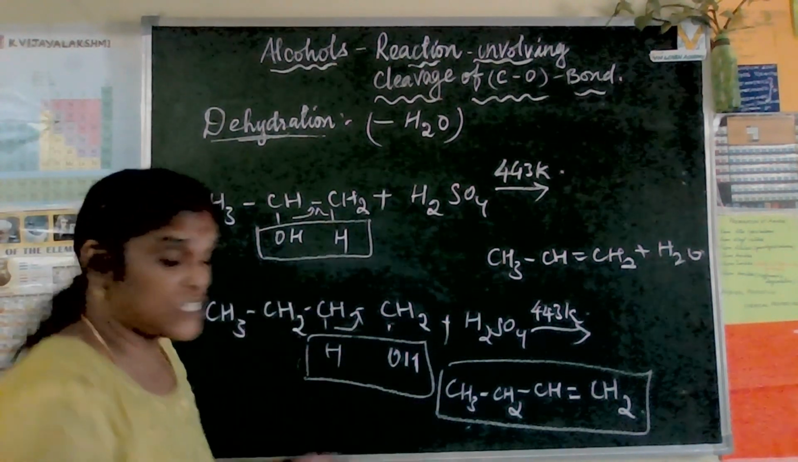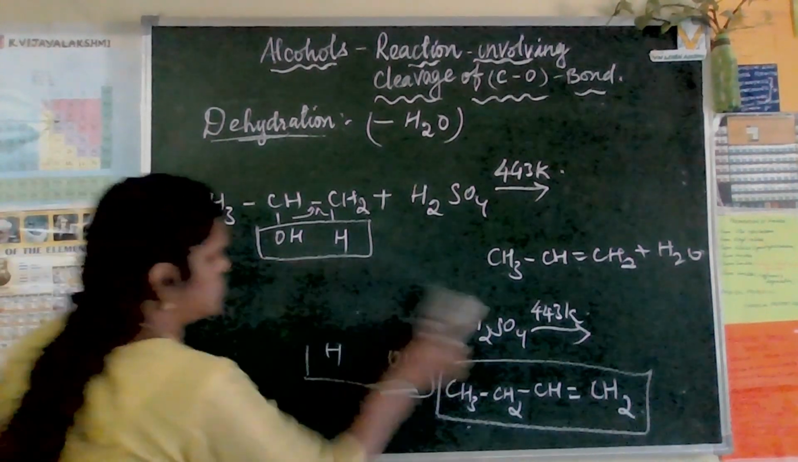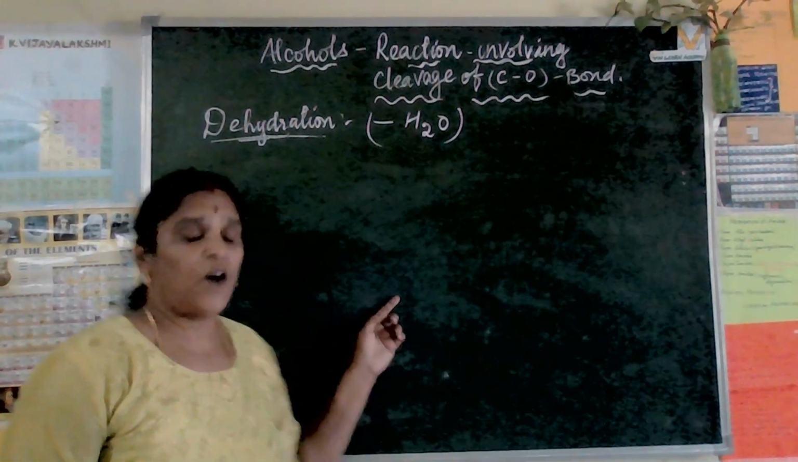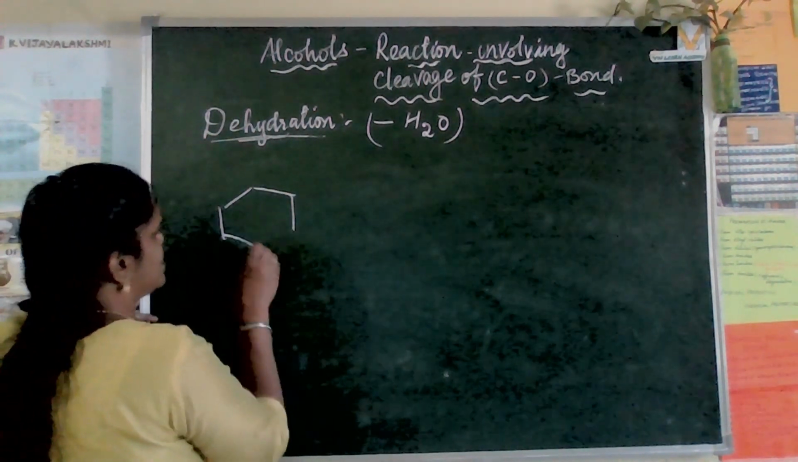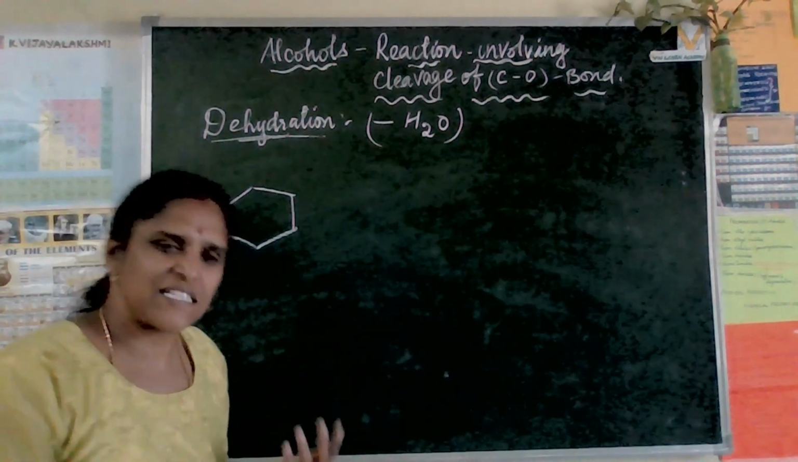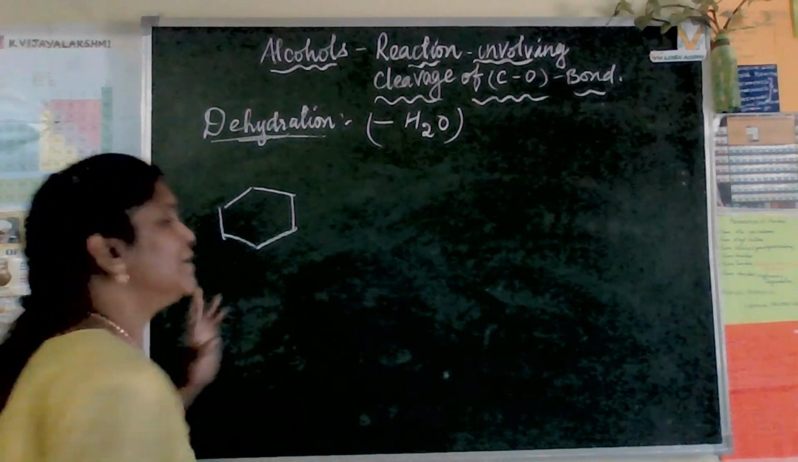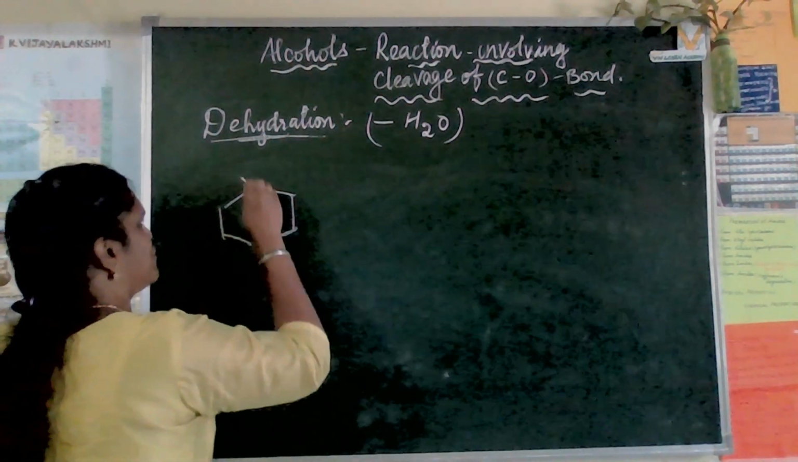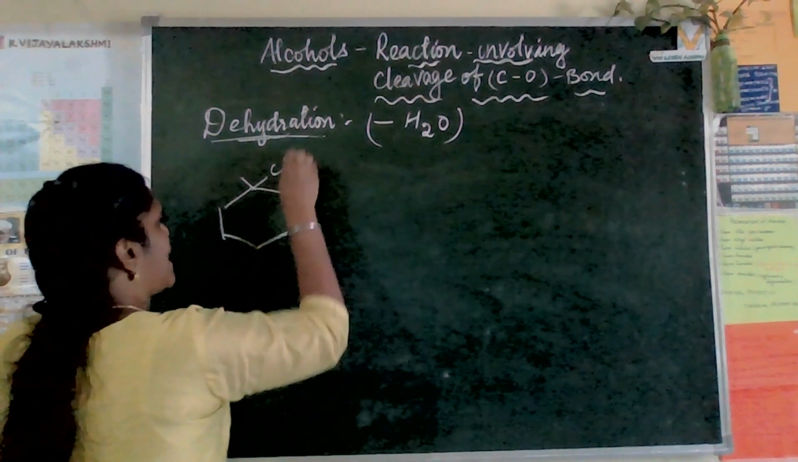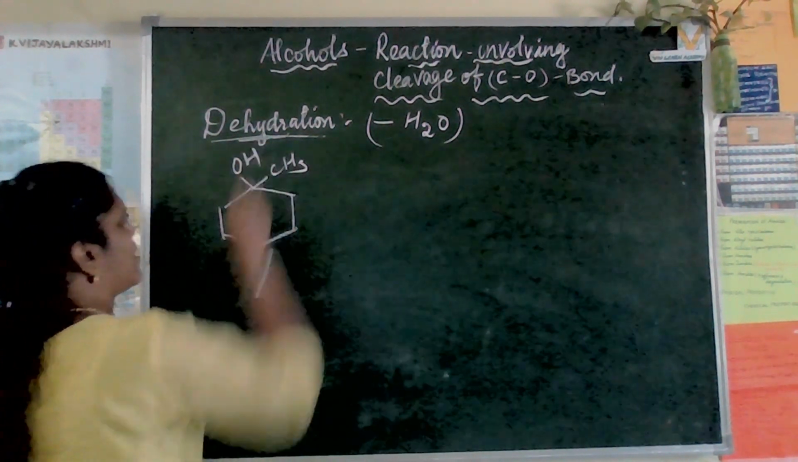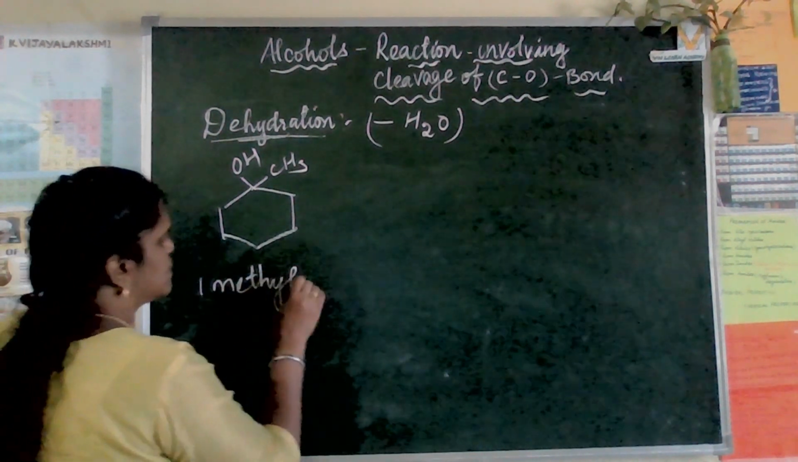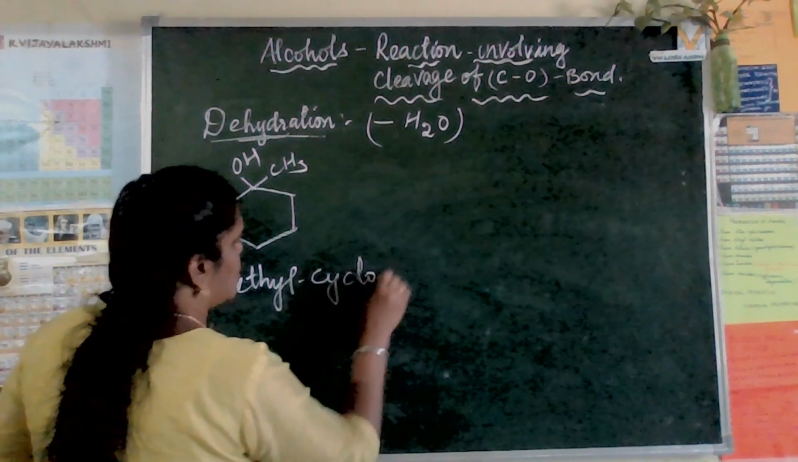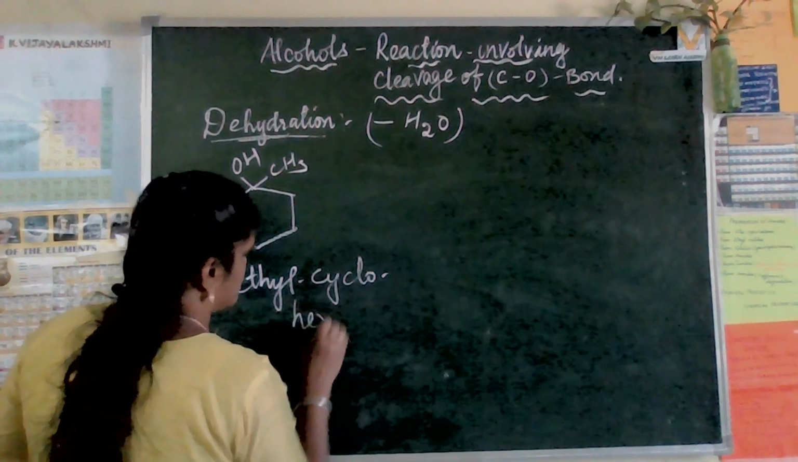Okay, now the next one. One more point I would like to mention here. Now the next one, it is one cyclo compound we are going to see. Usually long chain structure, it's very easy removal of water. But cyclohexane is also something different. Here 1-methylcyclohexanol.